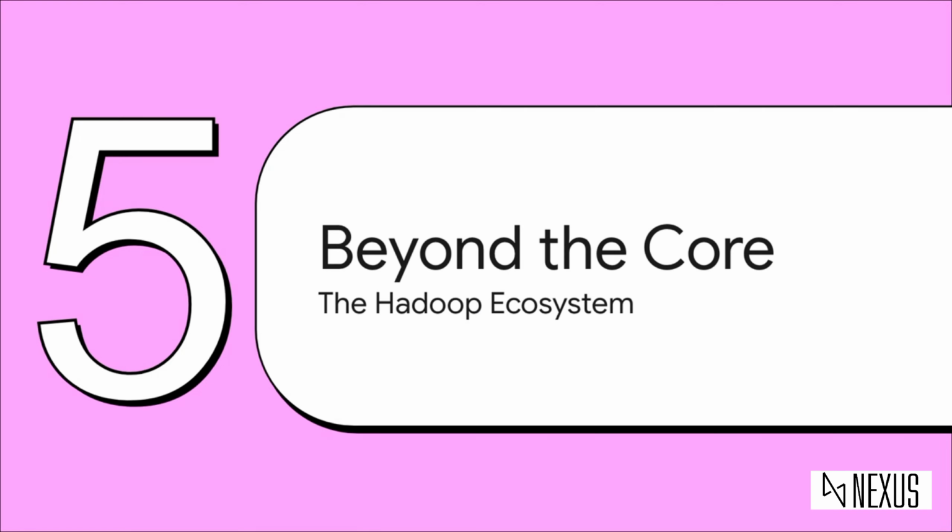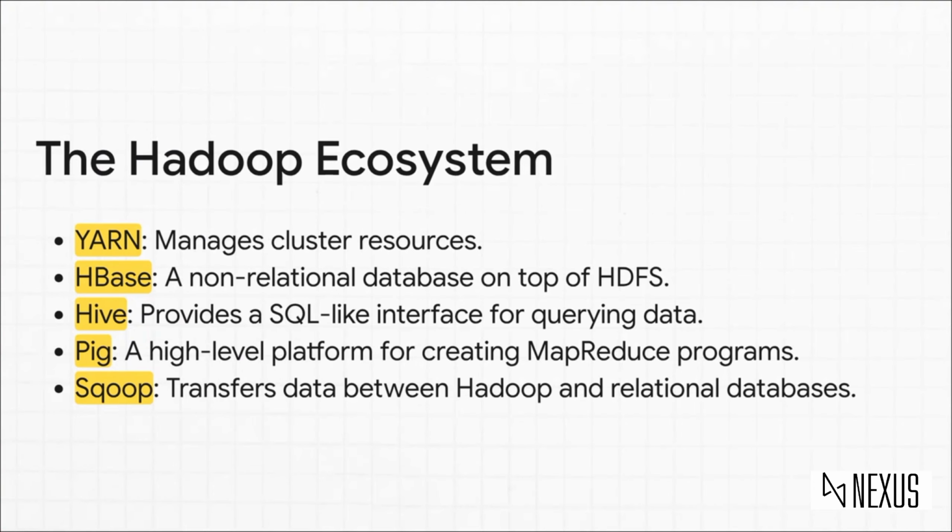Now, HDFS and MapReduce, they're the absolute core, the two pillars of Hadoop. But let's be honest, working with them directly can be kind of tough. And that's exactly why this huge ecosystem of other tools and technologies popped up around them, all designed to make big data processing easier and way more powerful. For instance, writing complex MapReduce jobs in Java, it was hard and it was slow.